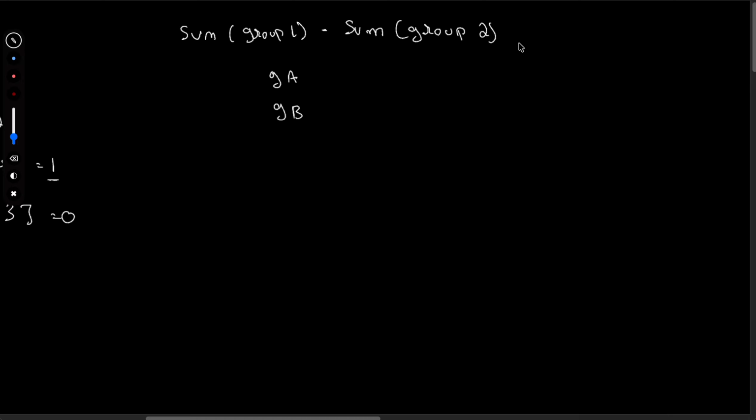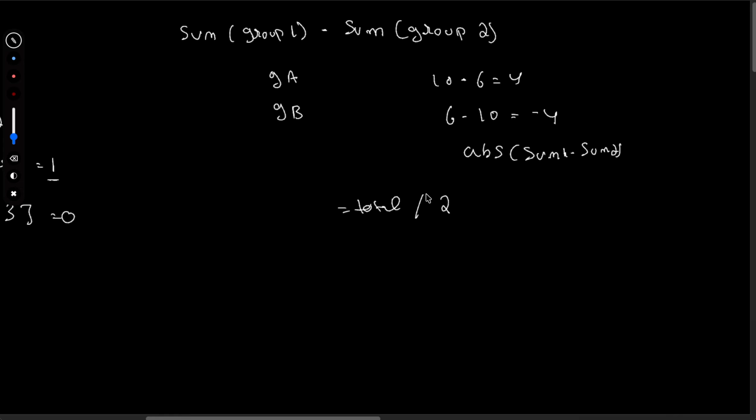Difference 0 means no stones left, so the difference is always positive. If 10 minus 6 is 4, else 6 minus 10 is negative 4, but weight cannot be negative, so we use ABS of sum 1 minus sum 2. So instead of smashing, we think: choose some stones, the remaining stones automatically go to the other group, so we only try to find a subset sum whose sum is equal to total divided by 2.